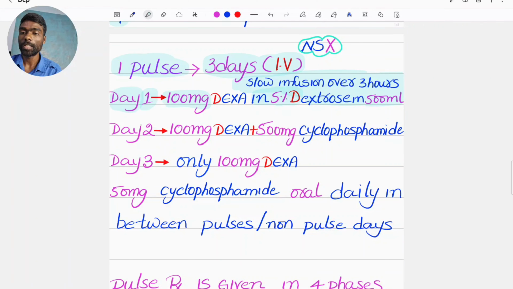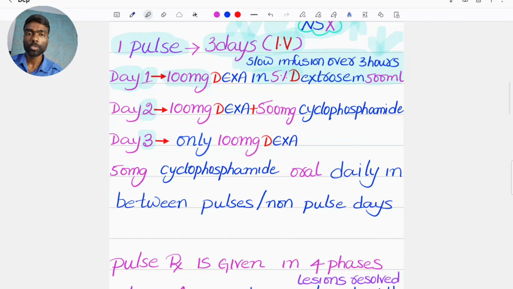On day 1, day 2, day 3, on all 3 days we give Dexa 100 mg in 5% dextrose. Why not in NS? A side effect of steroids is hypernatremia and hypokalemia. Here NS already contains sodium, so we will avoid it. Here we are giving dextrose.